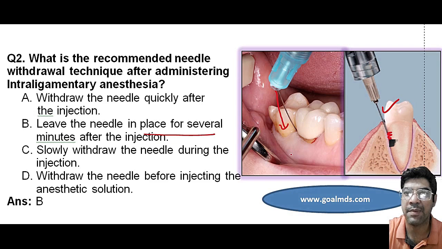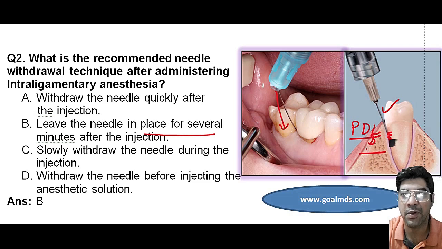This intraligamentary injection technique, as described in this picture, is also known as the periodontal ligament injection. This technique involves injecting the solution directly into the periodontal ligament space that surrounds the tooth root and connects it to the bone. You have to insert the needle into the gingival sulcus or directly into the periodontal ligament space. The needle should penetrate the gingiva and reach the periodontal ligament space.